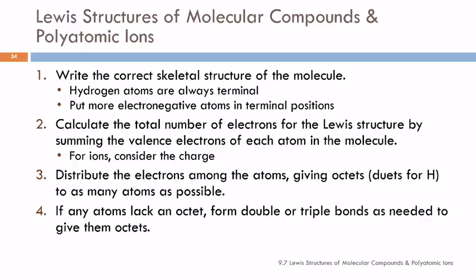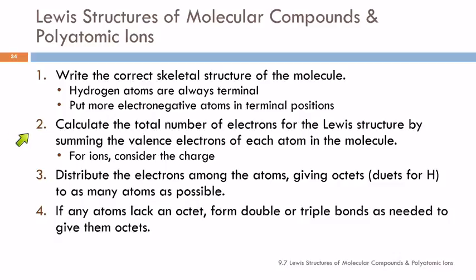Yes? I think you remember when an element ends up with more than 8 electrons, like, doesn't follow the octet rule. How do you decide when an atom can go over the octet rule? We will get to that. For now, we're going to ignore that. But yes, we will talk about it.